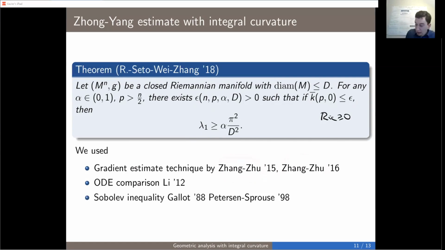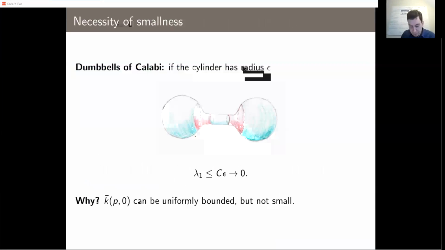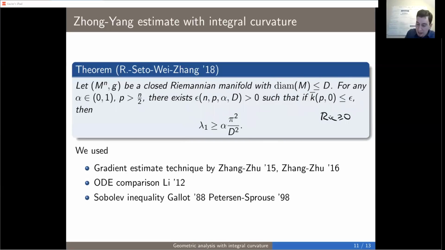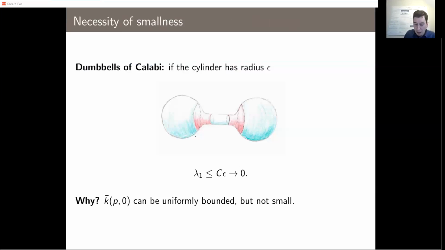And maybe just to finish, let me just say that here I've been assuming in all these theorems that the amount of integral curvature was small, and not only bounded but actually small. And actually, this is a necessary condition. The result is not true if you just assume that the amount of Ricci curvature in integral sense is bounded.